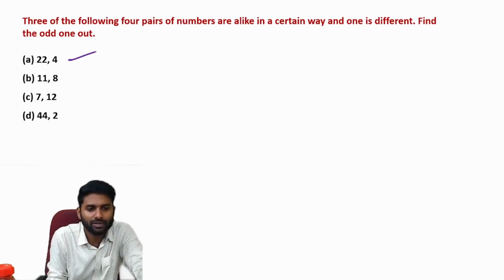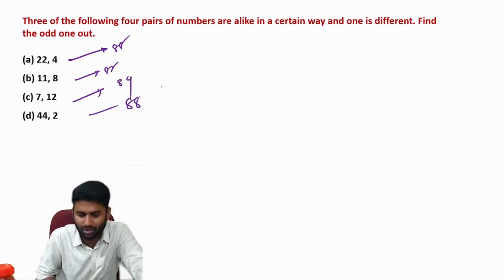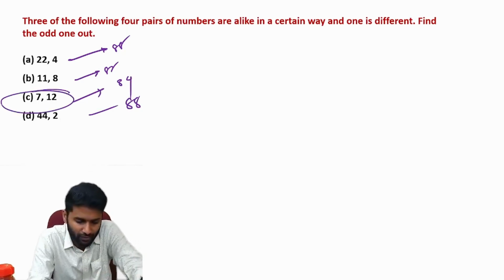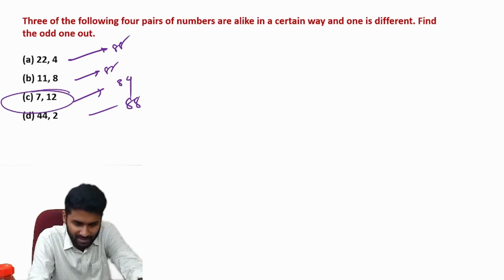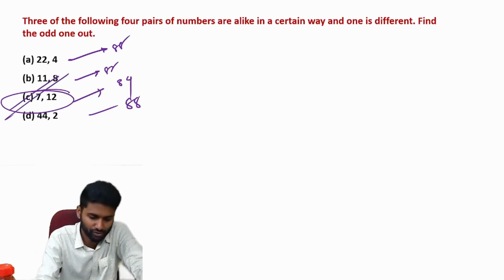Now see, if you go through the product of numbers, here you will get 88, 88, here you will get 84, here you will get 88. The product of two numbers is 88 except 7 and 12. If you go through the product of 7 and 12, it becomes 84. That is the reason we can say that C is the odd one out.